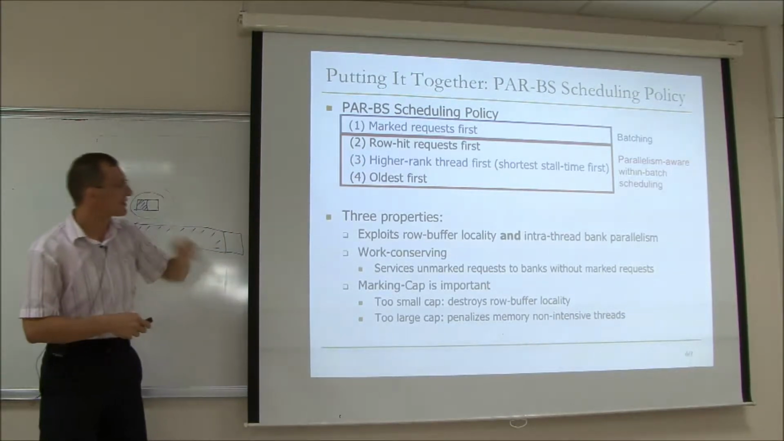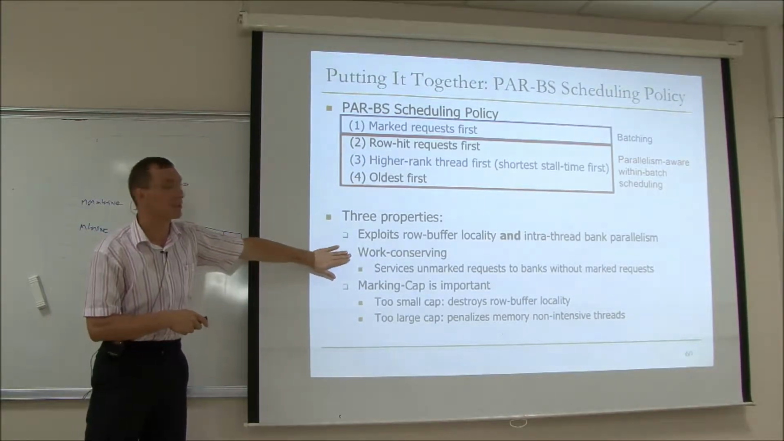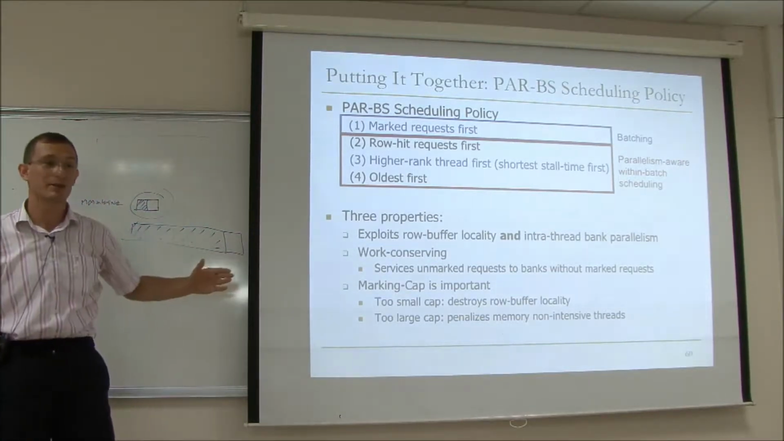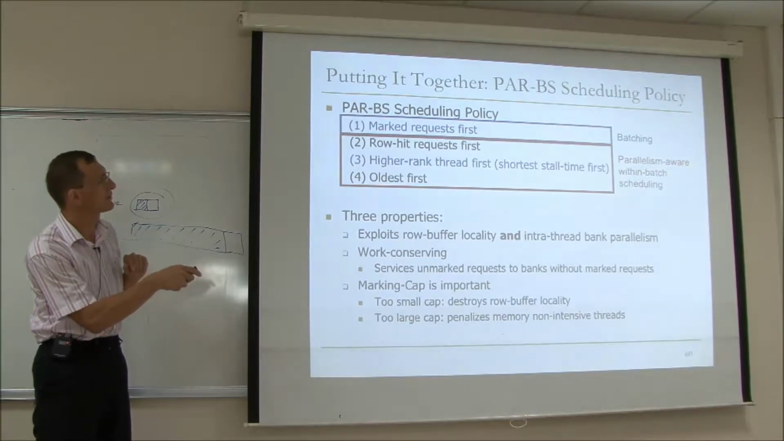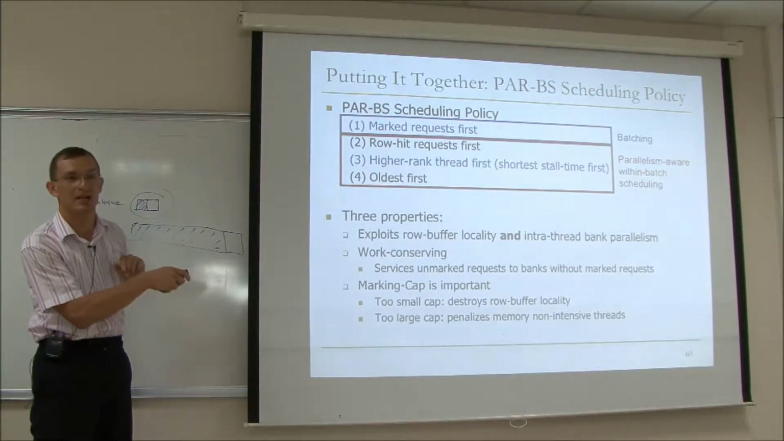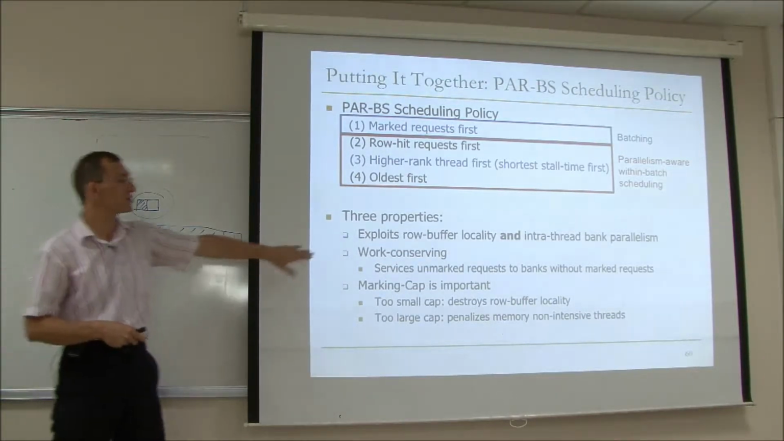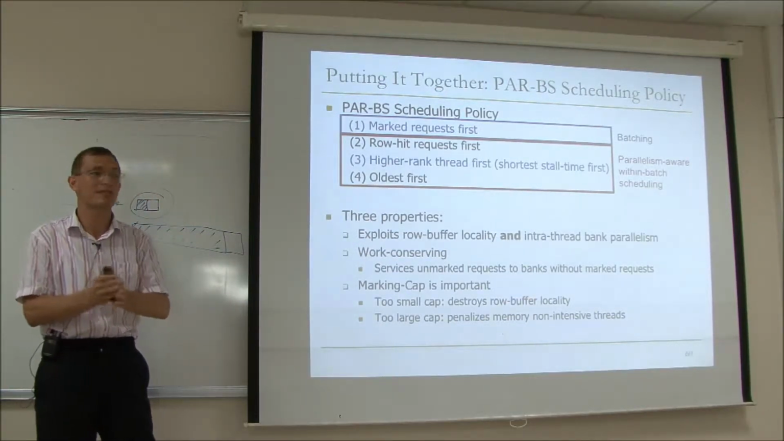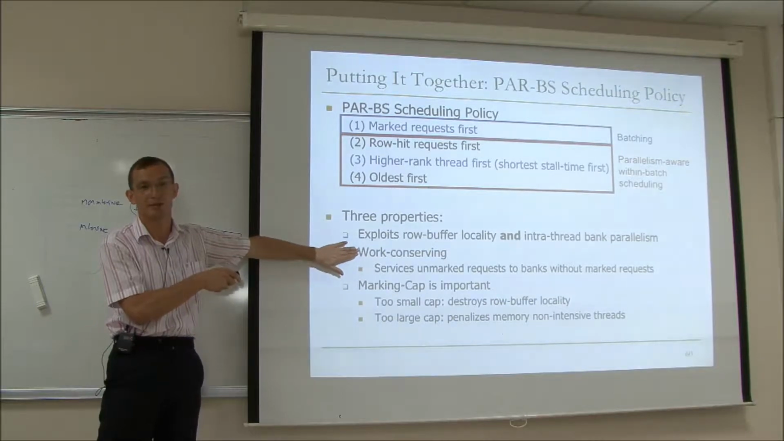The second is this scheduling policy is work conserving. So if you have an unmarked request to banks without marked requests, remember this is just a priority order. If there's no marked request, then row hit requests are prioritized. So you don't waste bandwidth. If there's bandwidth available, then you use that bandwidth for marked requests or unmarked requests in a priority order.